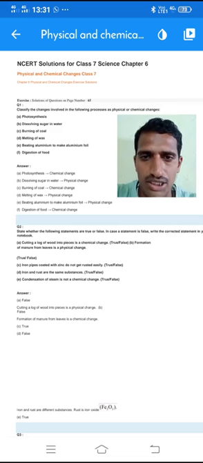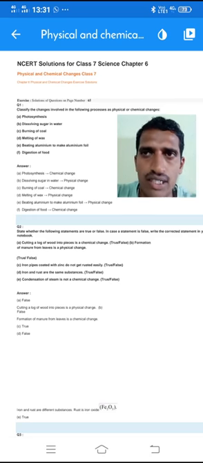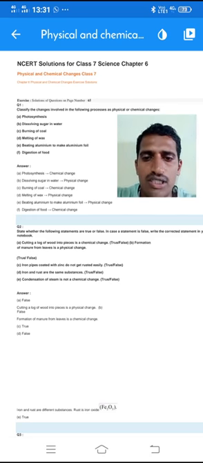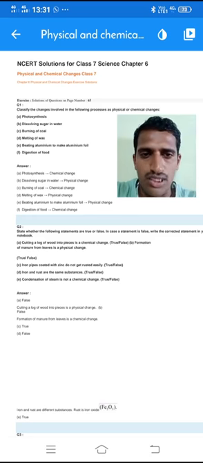So, there are many changes that are given here: photosynthesis, dissolving sugar in water, burning of coal, melting of wax, beating of aluminum to make aluminum foil, and digestion of food. Okay, so first let's go for the first question, that is photosynthesis. So photosynthesis is the process in which a chemical change takes place. How? You can ask me the question.